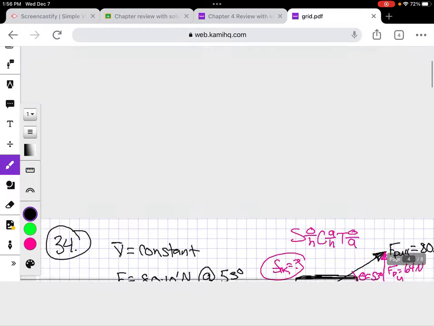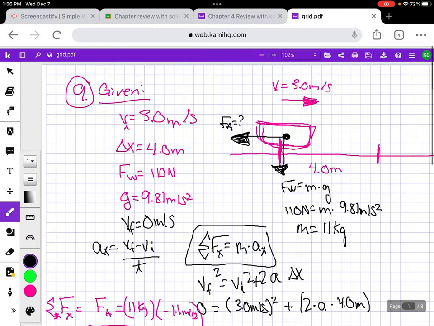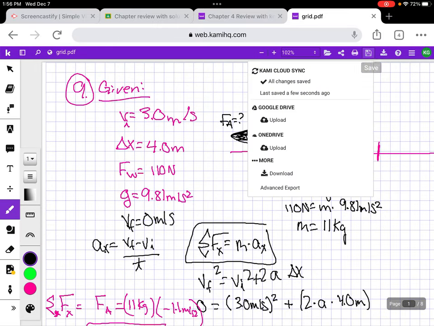Alright, sorry, I'm trying to save this and it's not working. I'm going to have to open a new one because I ran out of pages. So I'm going to save this.